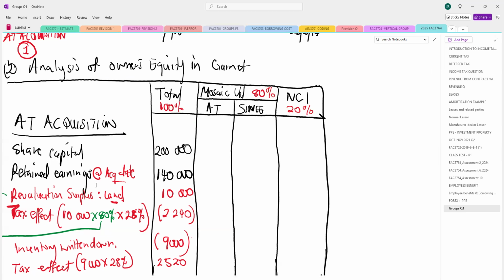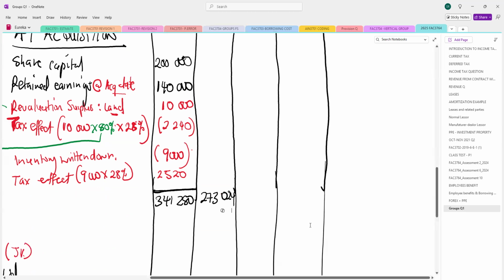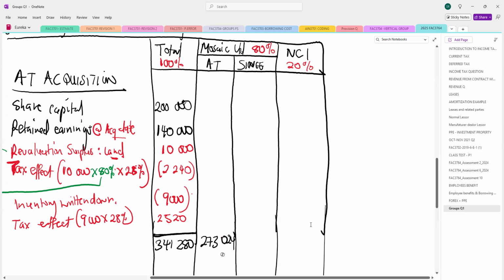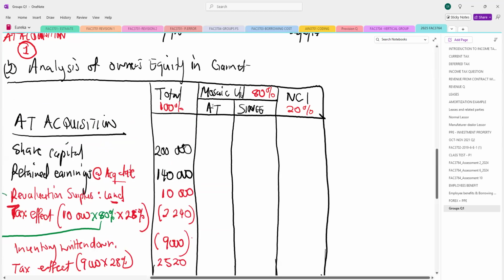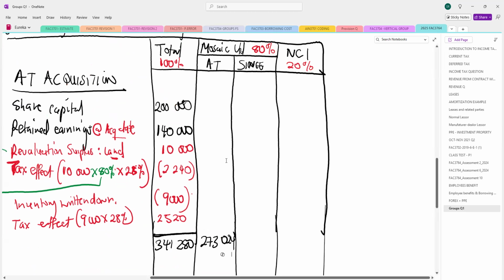Later on, when you actually need to show all the items, then you do one by one. But in the situation of a subsidiary, just deal with the total. So this is how much I have. Let's also calculate the NCI portion, and check where I'm writing, guys. I'm writing under the AT column. The SYS column is still empty because I haven't reached there yet. I'm still under the AT column.